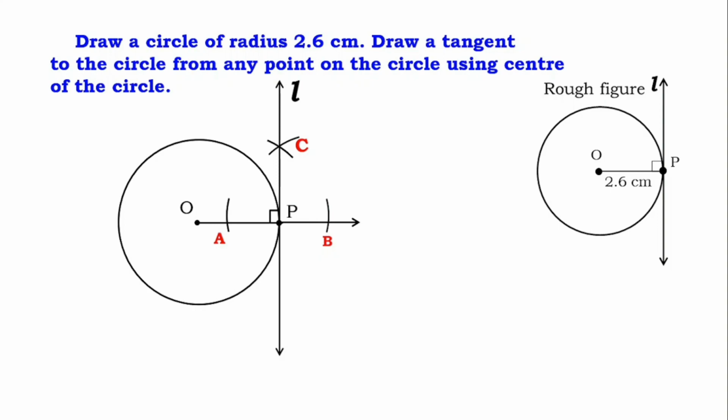And it is perpendicular to the radius. You can see that the sign of right angle over there. This tangent is perpendicular to the radius. So this is how we need to construct a tangent to a circle using center of the circle.